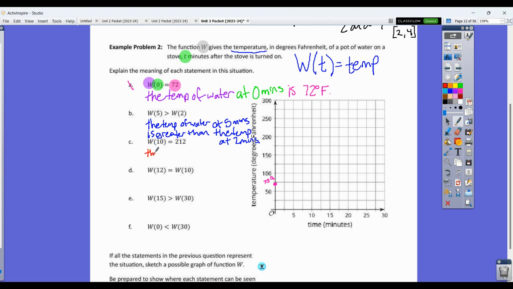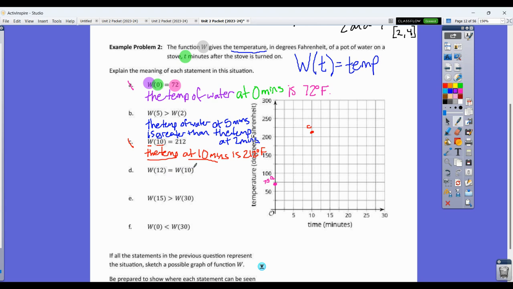So the temp at 10 minutes, okay, again, the temp is that W, and then at 10 minutes there is 212 degrees Fahrenheit. So I'm going to come over to 10, and I'm going to go way up to 212. So remember, this middle line is 225, so 212 is going to be right in the middle of that, and I'm going to put a little C above it. Again, I'm just trying to mark that that's what I've done on the graph so we can see what matches up with what. Okay, so we've got that one done.